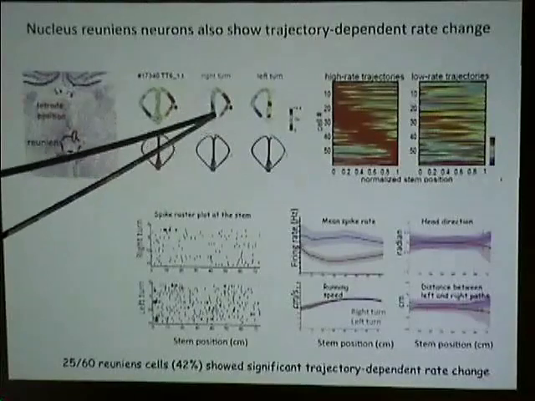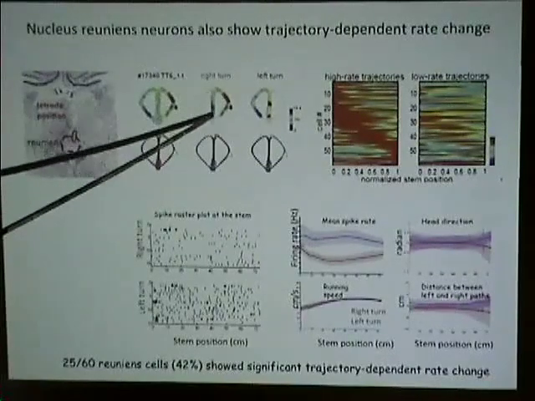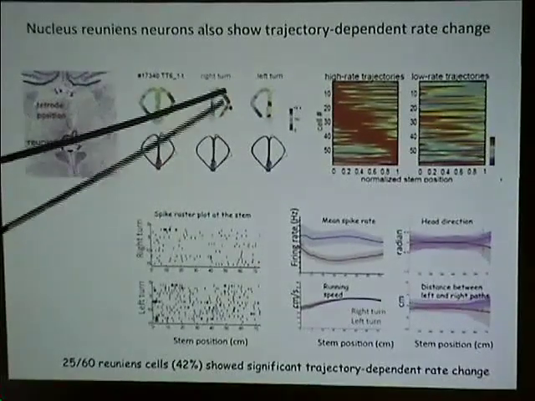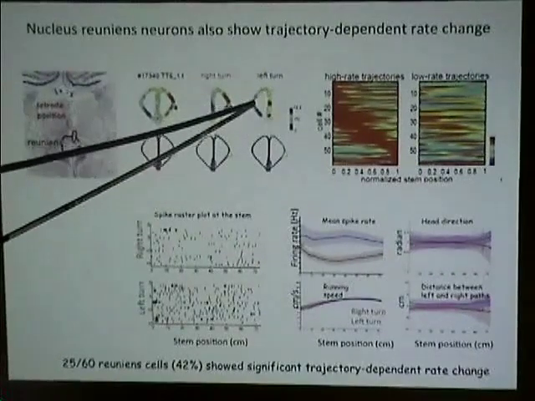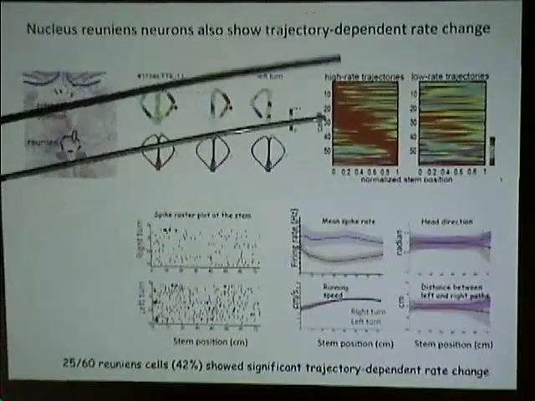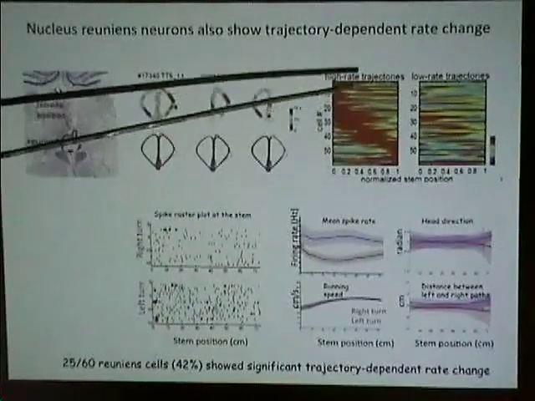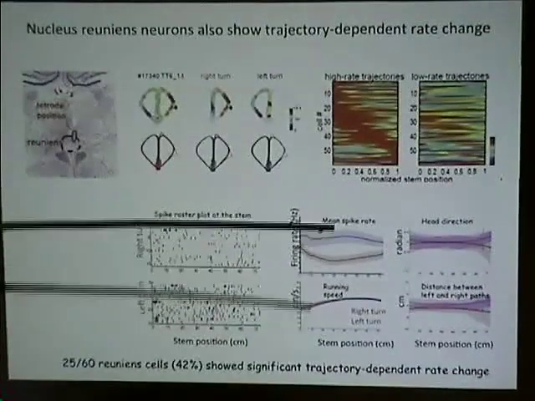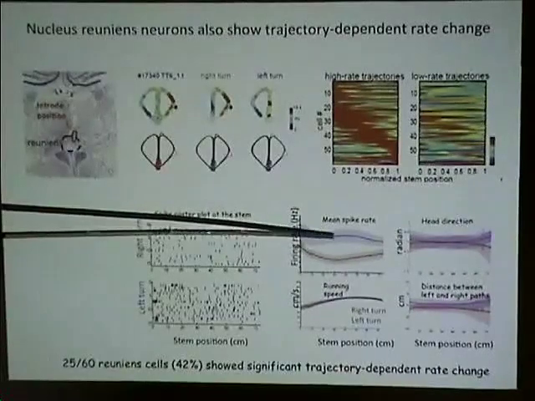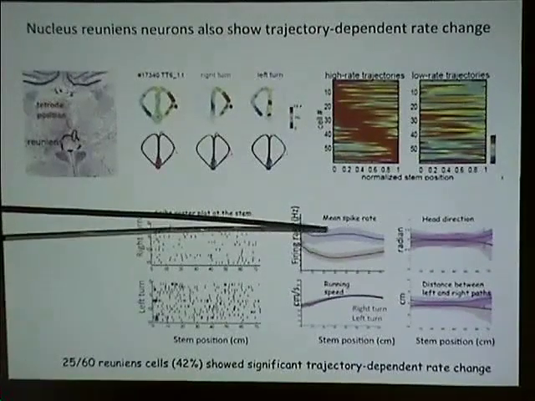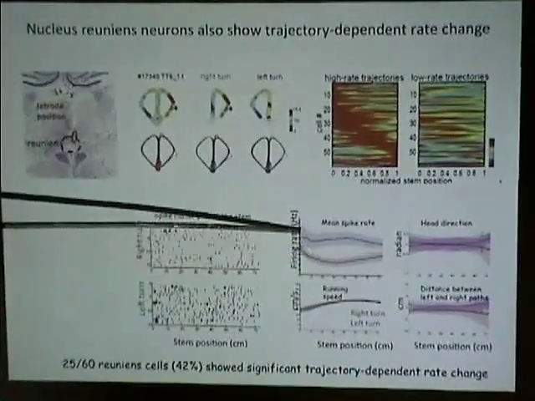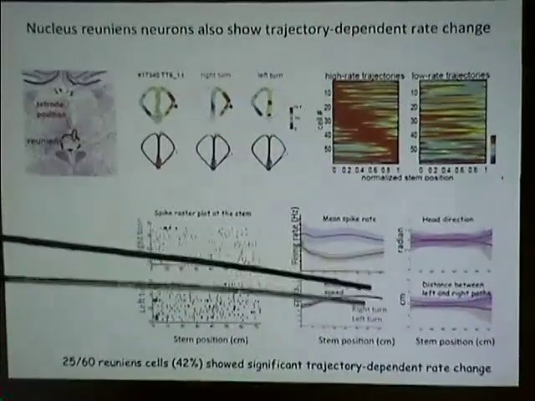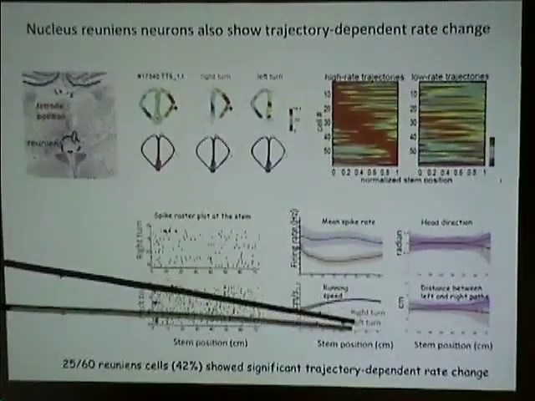So this is a cell, just look at the stem now, that fires at a very low rate when it subsequently goes right, but at a high rate when it subsequently goes left. And then you see the difference between the high rate trajectories and low rate trajectories is quite large. And you see examples here. This is a cell that consistently fires at a high rate when the rat goes to the left subsequently, and a much lower rate when it subsequently goes to the right.